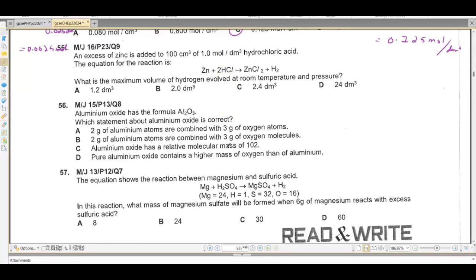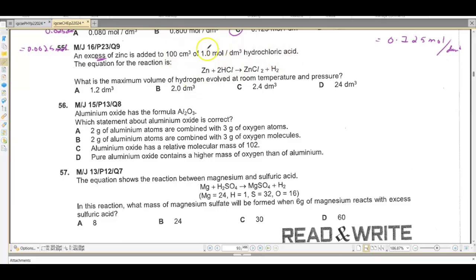Okay, question number 55. An excess of zinc is added to 100 cm³ of 1.0 mol/dm³ hydrochloric acid. The equation for the reaction is this. What is the maximum volume of hydrogen evolved at room temperature and pressure? Zinc is in excess, so we are going to use whatever we have of HCl.